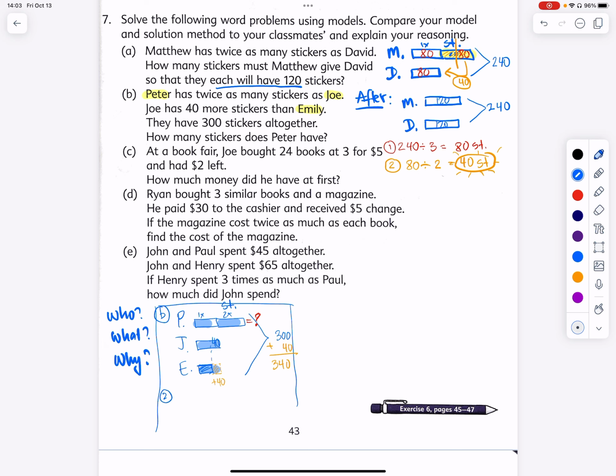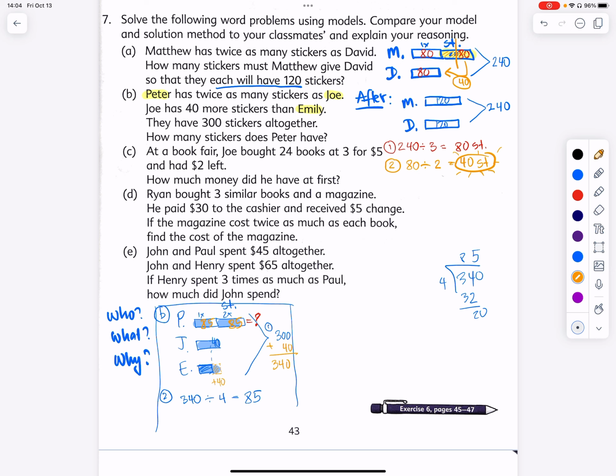Step 2. This was step 1. Step 2. 340 divided into 4 equal parts. Well, 300 by 4 is 150. 160, am I right? No, 340 by 4 is not 150. Miss Natasha's blanking out. Let's do it this way. 340 divided by 4 is 85 stickers, of course. 85 stickers. My friends, we just found 85.